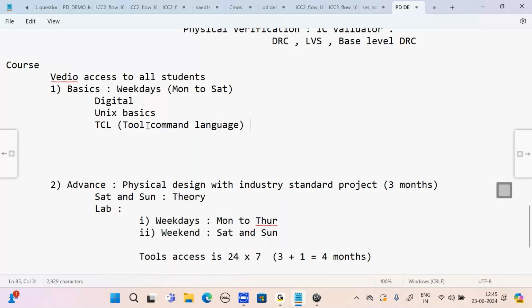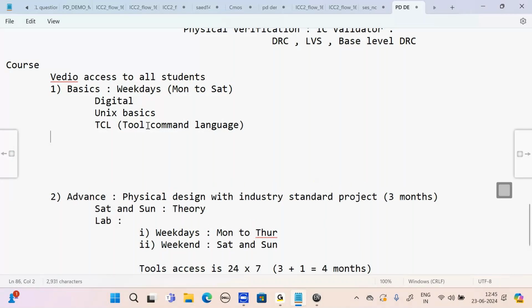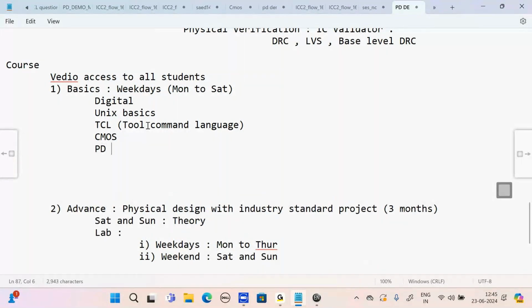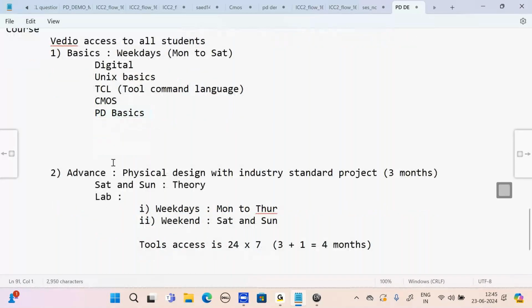Then we cover CMOS basics. In CMOS, we cover what is semiconductor, what is PMOS, what is NMOS, what is CMOS, what are different CMOS circuits, what is layout, what are fabrication steps. And we just cover some PD basics, like what are the inputs for PD, what is synthesis. Even that is covered in advance also. We will just brush up some small things. So these are the contents of your basics.